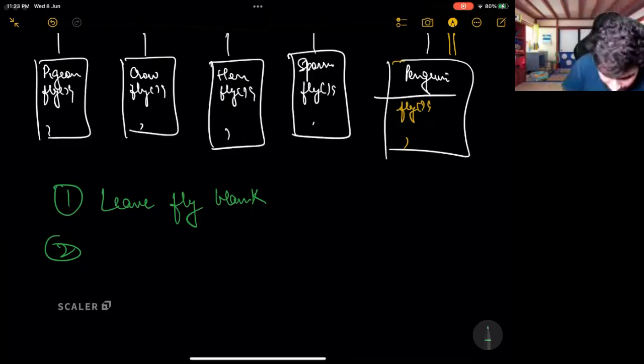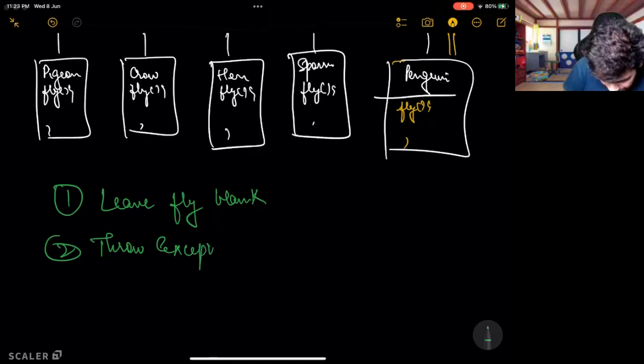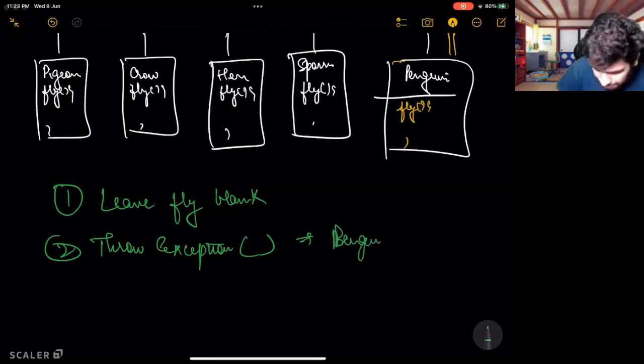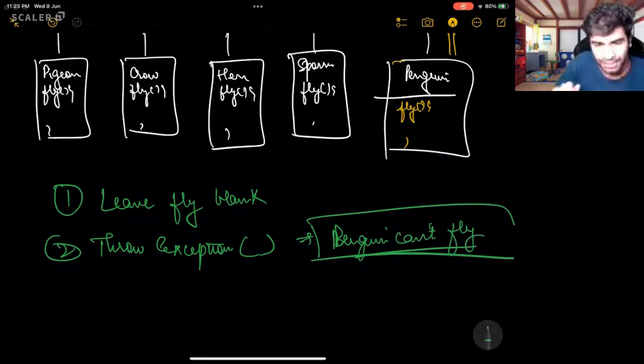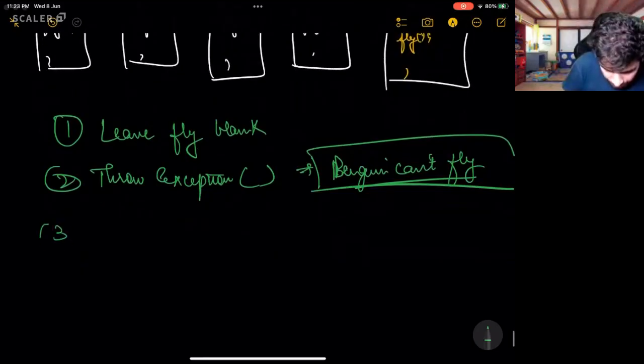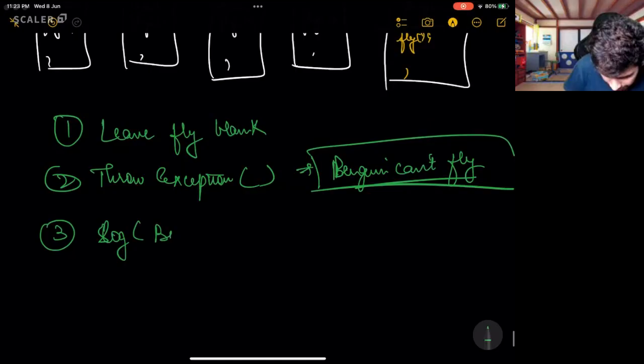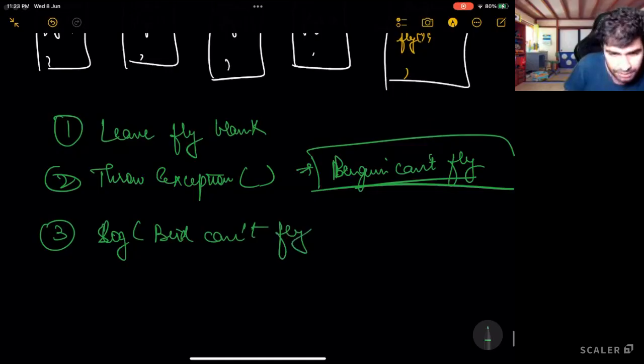Yes, some people are saying we will throw an exception. Okay, the bird cannot fly. Penguin cannot fly. Something like this, okay? Utkarsh, I'm also going to ignore your suggestion because you are correct. I'm only going to take the wrong answers, okay? Okay, Ankit is saying that I will print, or I will basically log that, okay, bird cannot fly. Okay? Any other answer? Any other thing that you think?